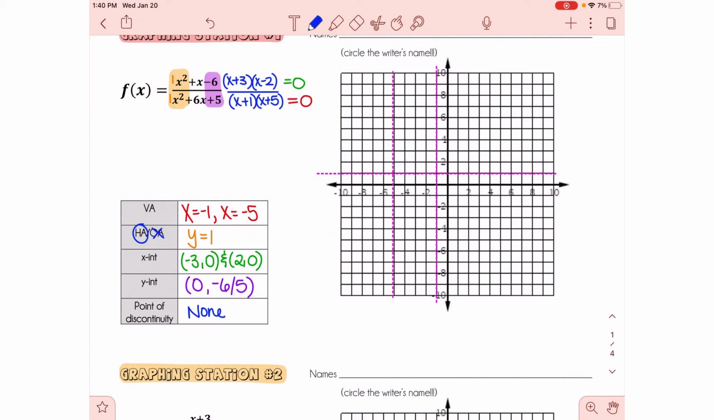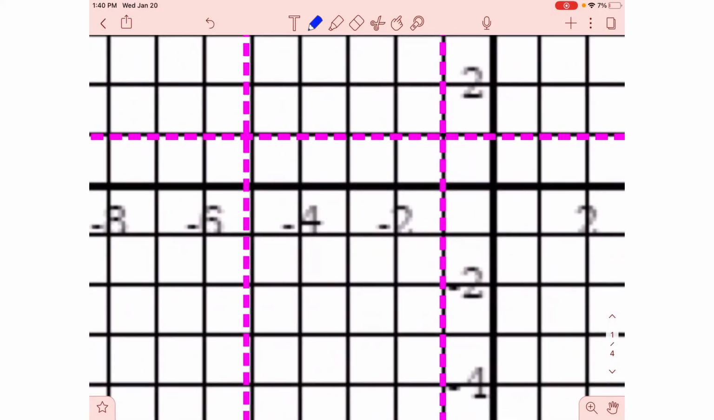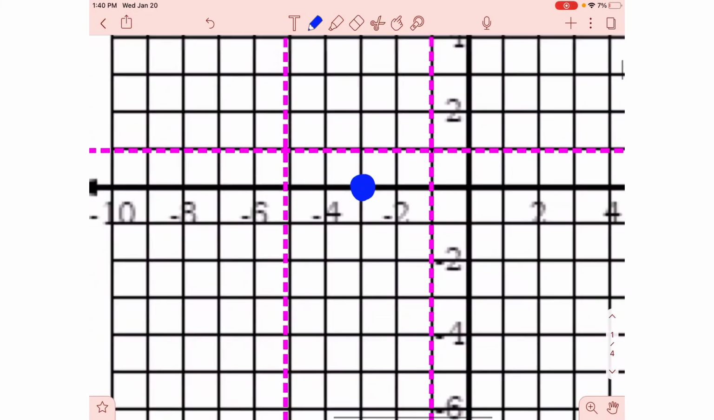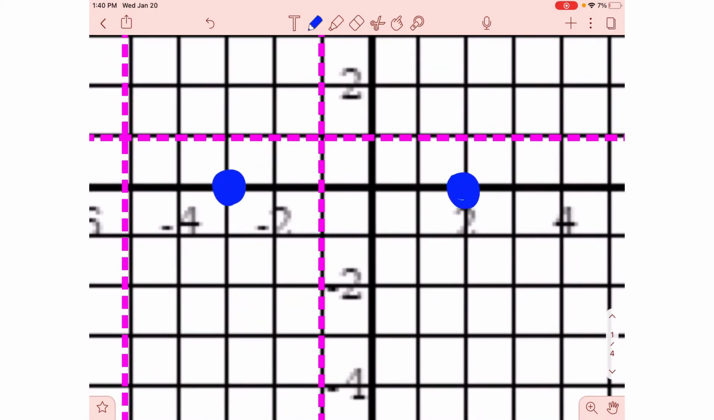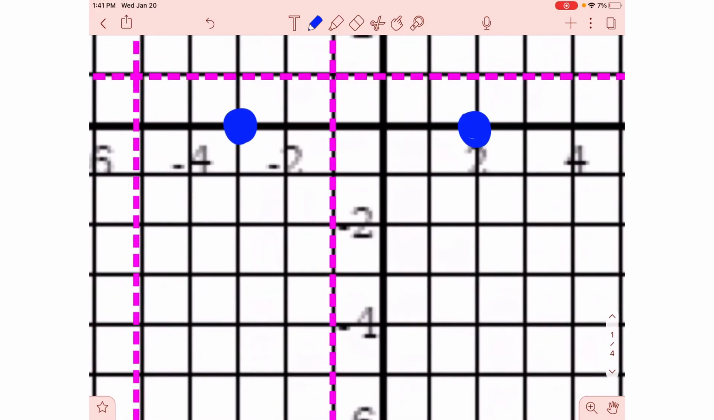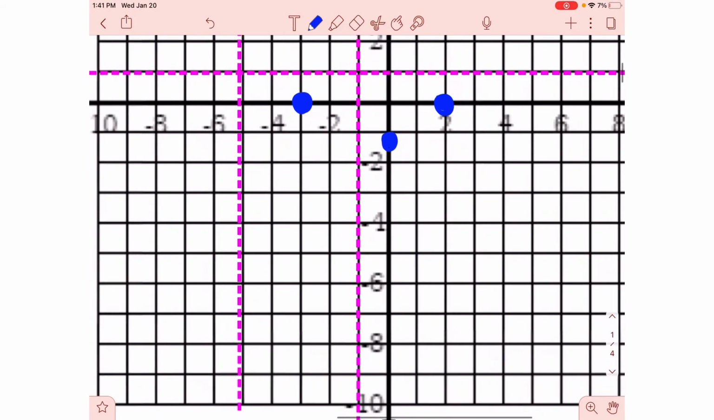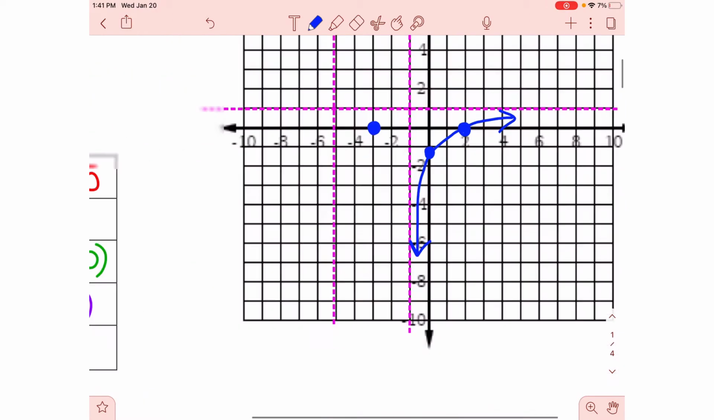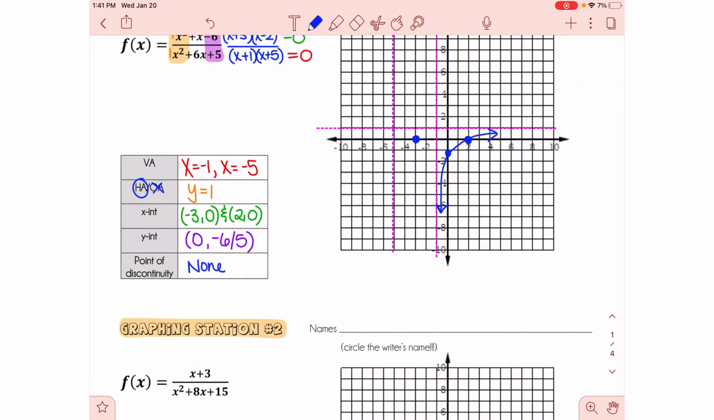Let's plot the x-intercepts. So -3, 0 is right here, and also 2, 0. So the 2, 0 is really helpful. Let's plot the y-intercept. It's -6 over 5, which is like -1 and some change, which makes sense because we can see that this part of the graph, this is why the x-intercept was helpful, is going to be down in that corner.